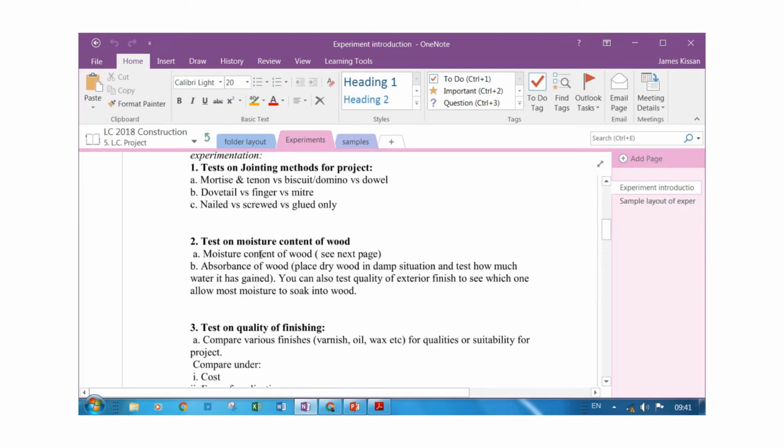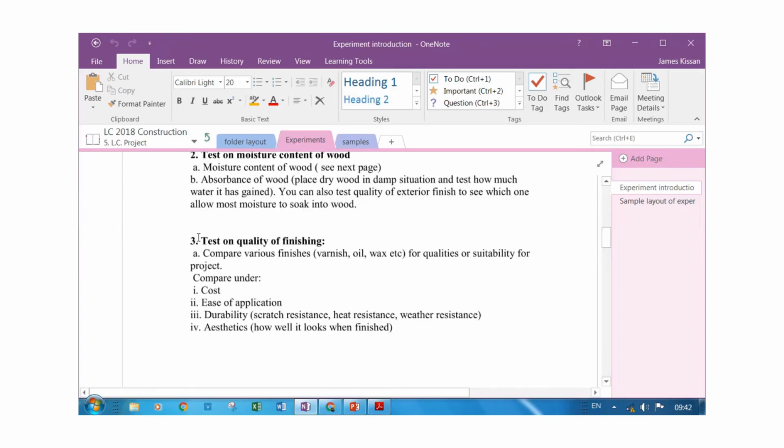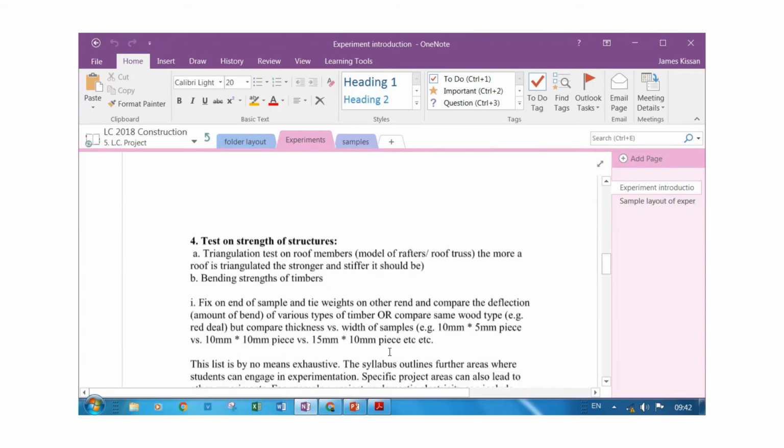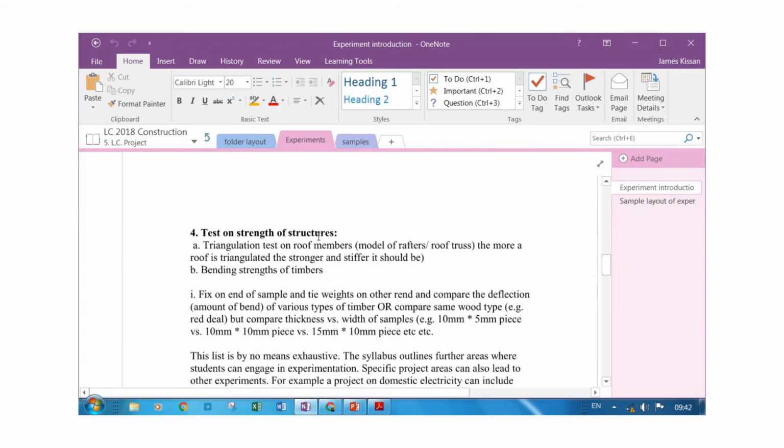Okay, now tests on the moisture content of timber. Now what we have here is the moisture content of a piece of timber, so we'll have a look at that. Then the absorption of wood, so what it is, if you put a piece of wood into a damp situation, how much water is it going to soak in or soak up. Okay, now next thing then is the test on the quality of finishes. Now after that then is test on the strength of structures.